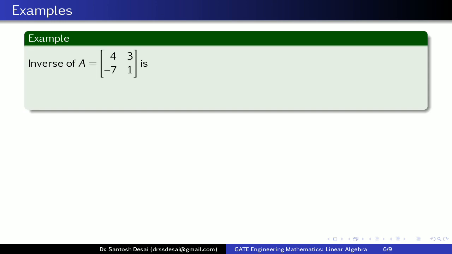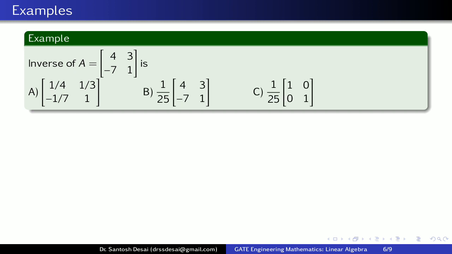The inverse of capital A is equal to the matrix with first row 4, 3, and second row minus 7, 1. So the four options are given. For a 2 by 2 matrix, you can find the inverse by simple observation, without any calculations. So for this, let us consider the following solution.